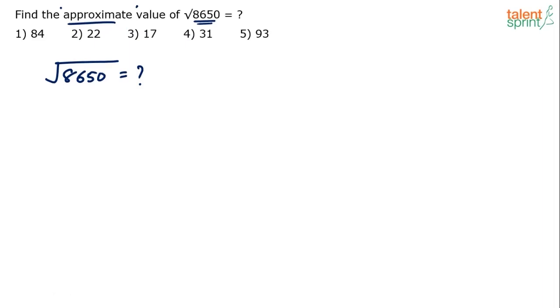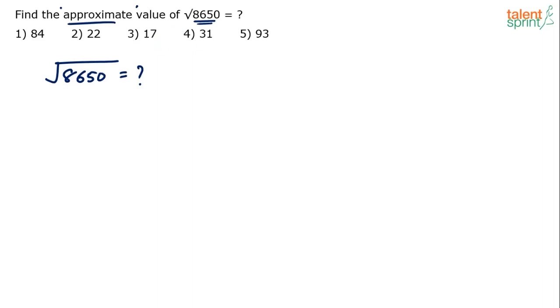So very clearly, what matters in case of approximations is the options more than the question. All right. Now, if you observe, options 84, 22, 17, 31, 93 are not really close to each other. So I can do a rough calculation or a very approximate calculation to arrive at the answer.